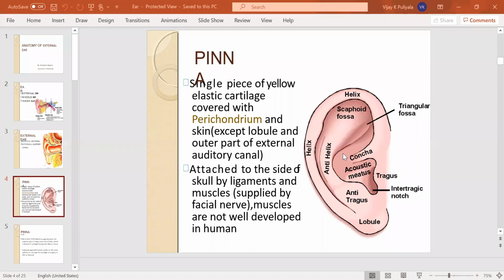Along the cranial surface of the auricle, we have elevations corresponding to these depressions. Opposite to the concha is the eminentia conchae, and opposite to the triangular fossa is the eminentia triangularis.